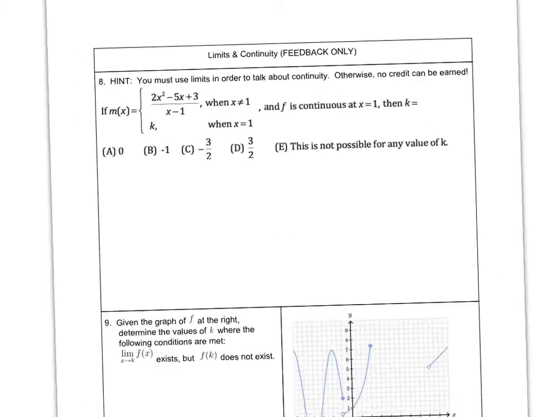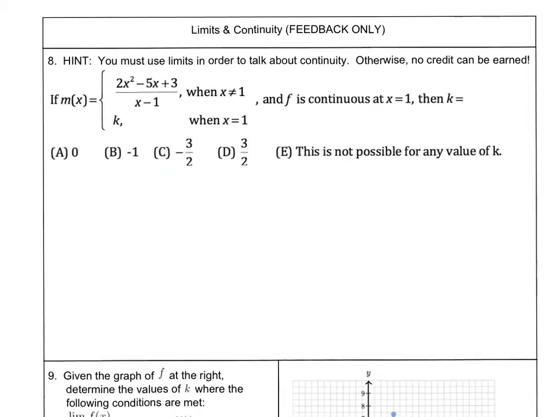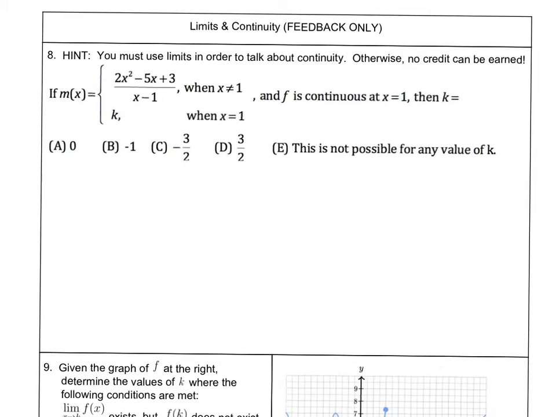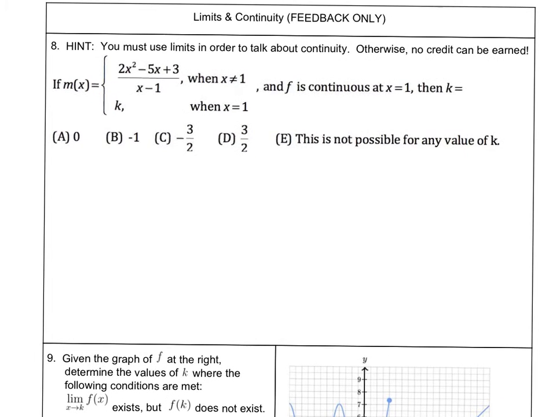Looking at number 8, we've got to deal with some continuity. In order to get credit for a question like this, you have to use limits. Otherwise, no credit can be earned. I want to be really clear about that. In order for this to be continuous at x equals 1, in other words, something's going on at x equals 1, that means I can't have that be true. K has to be some kind of value. So let's see what happens when x equals 1.